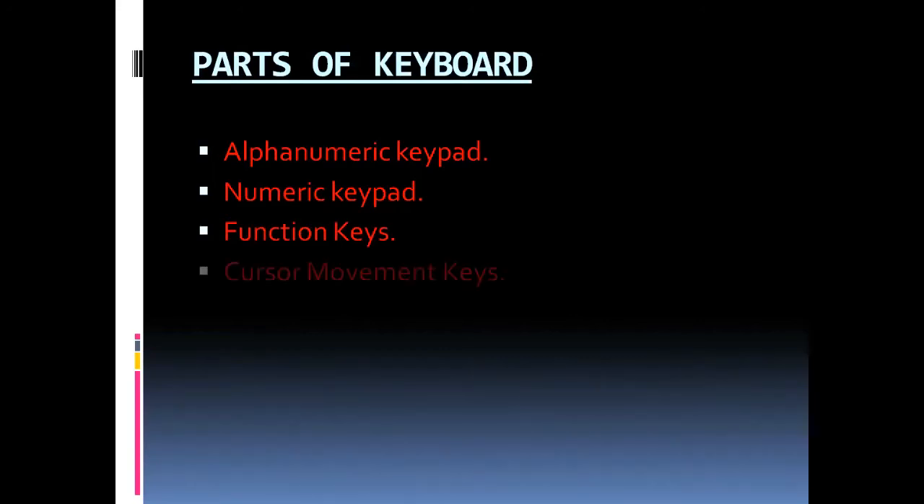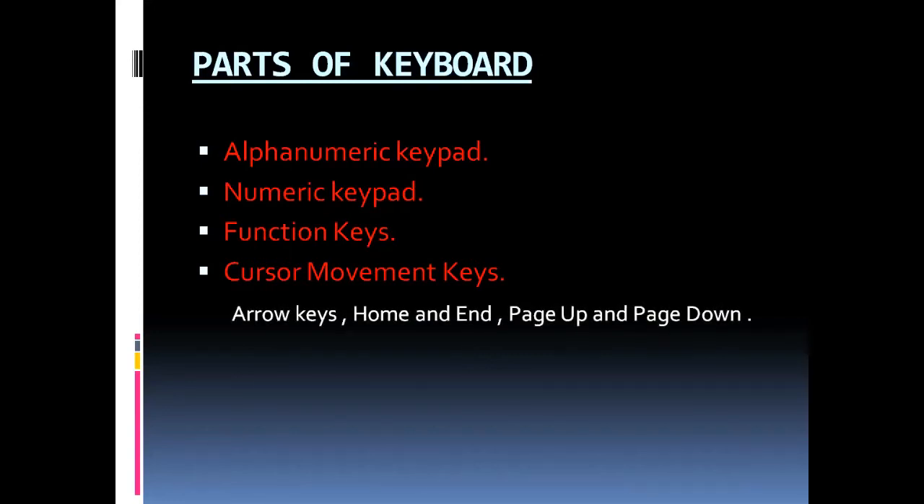Number four is cursor movement keys. A blinking mark on the computer screen is called the cursor, where the key you press will display a particular character, digit, or special character. Cursor movement keys we have divided into the following categories. Number one is arrow keys. These are four keys: left arrow, right arrow, up arrow, and down arrow. These are used to move the cursor left, right, up, and down.